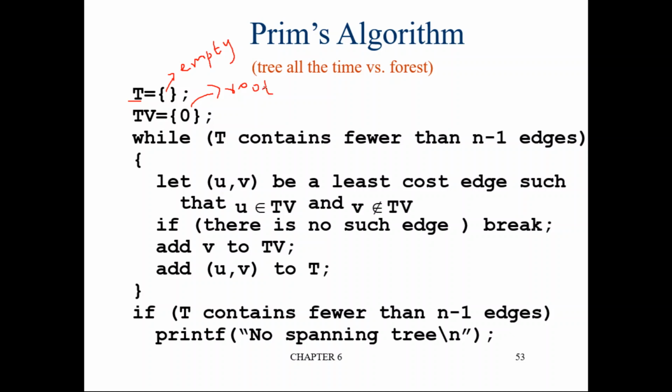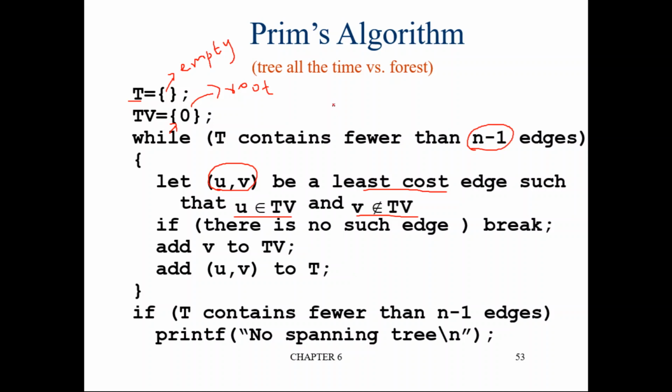So while T contains fewer than n minus 1 edges, as long as T contains fewer than n minus 1 edges, do this. What should you do? Identify an edge u comma v, and that edge should be a least cost edge, such that u belongs to TV and v does not belong to TV. TV represents the vertices that were already visited. So identify an edge u comma v such that u is already in this list, but v is not in the list, right?